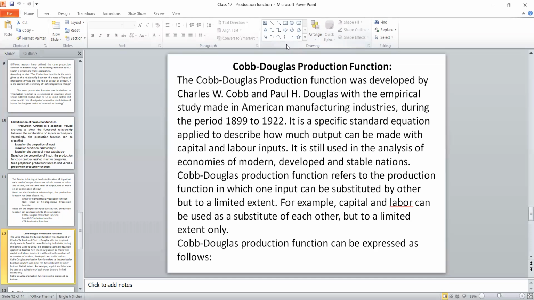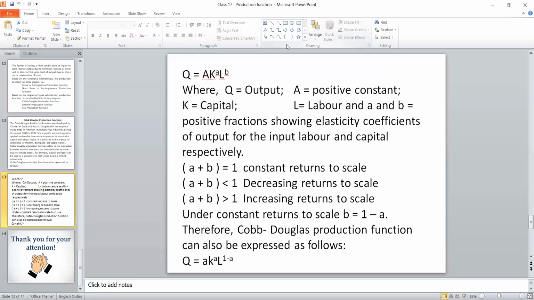The production function can be expressed with this equation: Q equal to A into K power a, L power b. Here Q is considered to be the output. How can we get this particular production level? For that, capital A is a positive constant, K represents the capital and L represents the labor. The small a and b are positive fractions of elasticity. We have studied price elasticity. Now it ranges from 0 to 1. When we add these two, it will be equal to 1. So a plus b equal to 1. Suppose a is 0.5, then b will be 0.5.